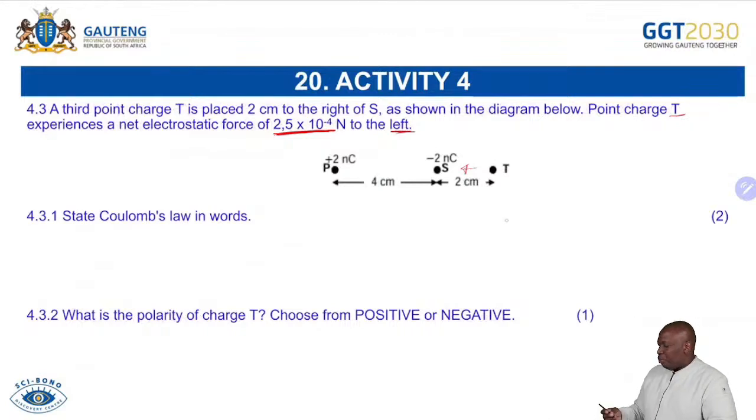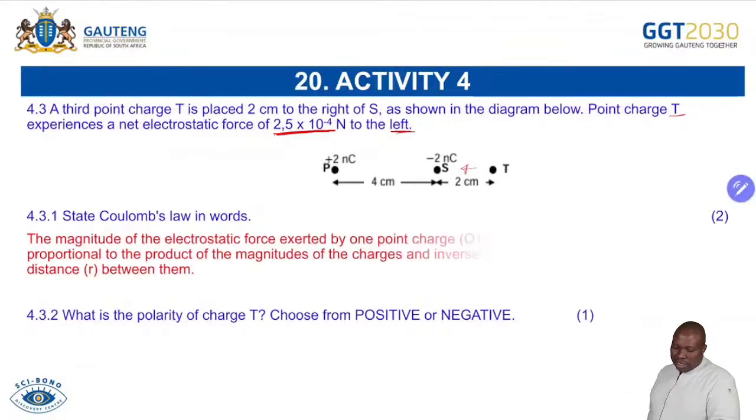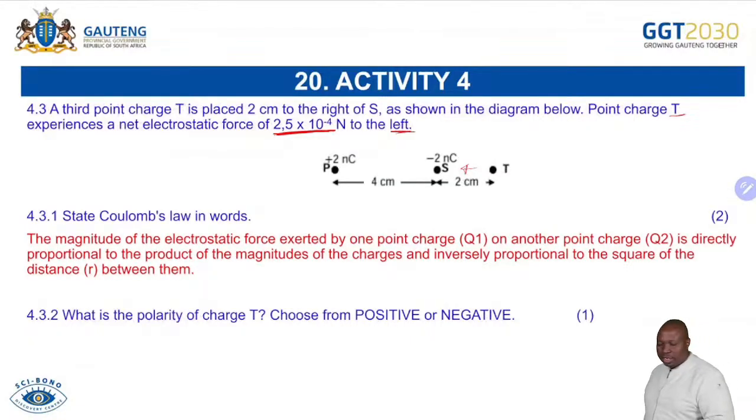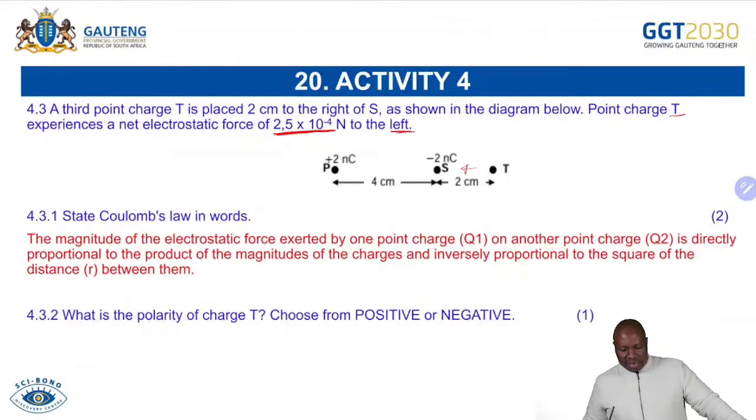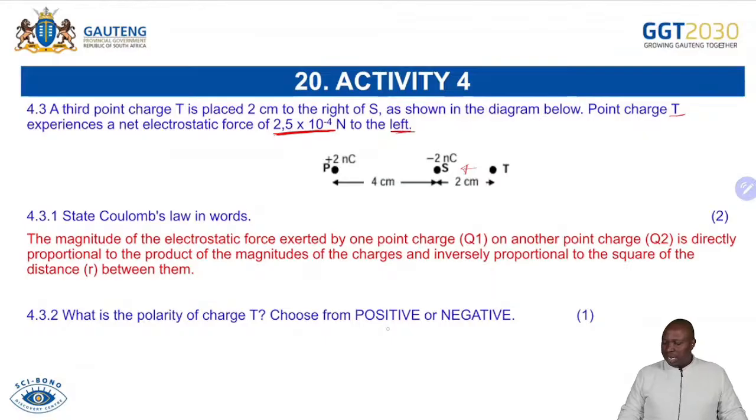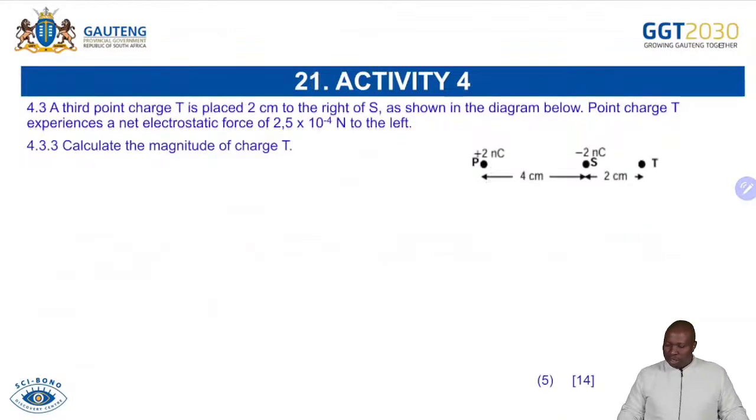State Coulomb's law. By now, I think you are singing it. You state Coulomb's law, and then you get your 2 marks. Now, what is the polarity of charge T? Definitely, you will know that this must be a positive charge. So you're able to say it's a positive charge.